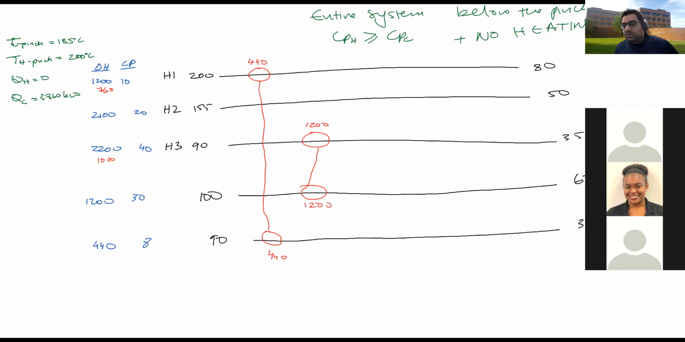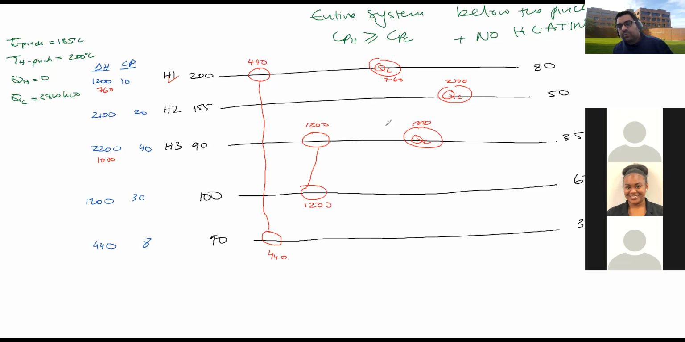Okay, so now I did my matching. Both my cold streams are done. And I have some energy left in these guys. So since it's below the pinch, I can cool. So I'm going to add 3 coolers, 1 on each stream, just to remove this excess energy. So QC here will be 760. This way, 760 plus 440 is 1200. This way H1 is done. H2, I wasn't able to connect it to anything. So I'm just going to add a cooler to remove all of this heat. So this will be 2100. And then with H3, I'm going to add a cooler to remove the remaining 1000 kilowatts left.